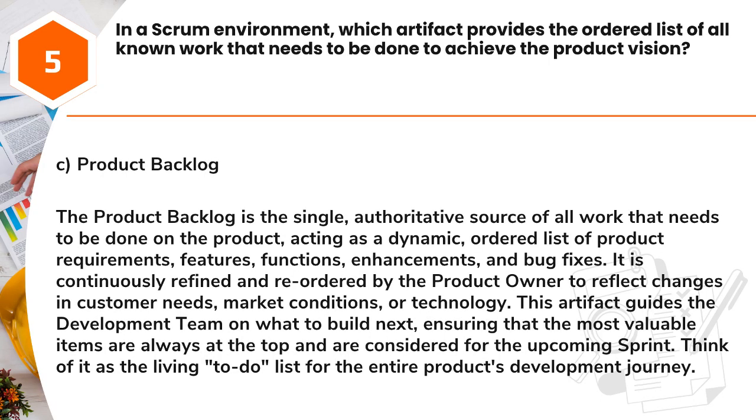Answer: C. Product backlog. The product backlog is the single, authoritative source of all work that needs to be done on the product, acting as a dynamic, ordered list of product requirements, features, functions, enhancements, and bug fixes. It is continuously refined and reordered by the product owner to reflect changes in customer needs, market conditions, or technology. This artifact guides the development team on what to build next, ensuring that the most valuable items are always at the top and are considered for the upcoming sprint. Think of it as the living to-do list for the entire product's development journey.